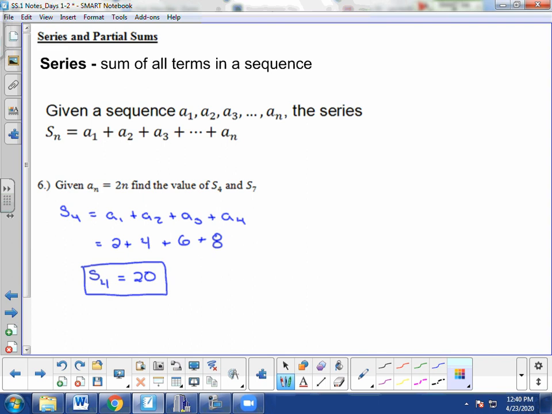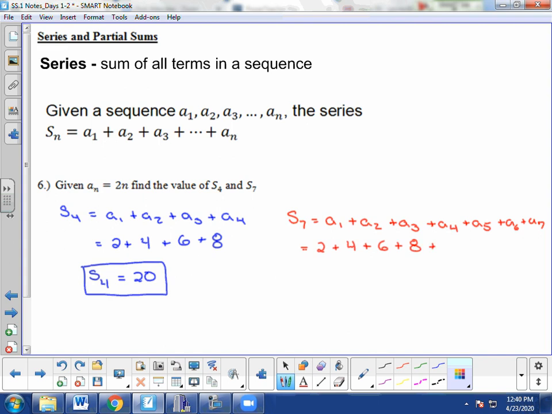Okay, let's check our answers. So s sub 7, following the same concept, is a sub 1, the first term, plus a sub 2, the second term, plus a sub 3, the third term. And you can continue doing that all the way until you get to the 7th term. So a sub 1 we already found was 2, a sub 2 we found is 4, a sub 3 is 6, a sub 4 is 8.